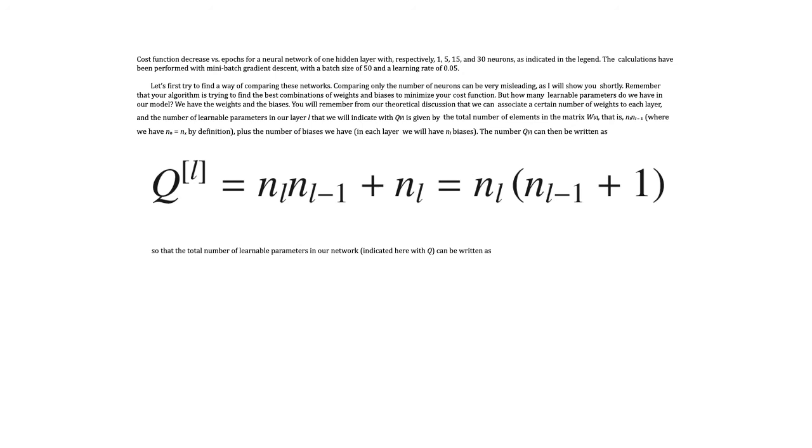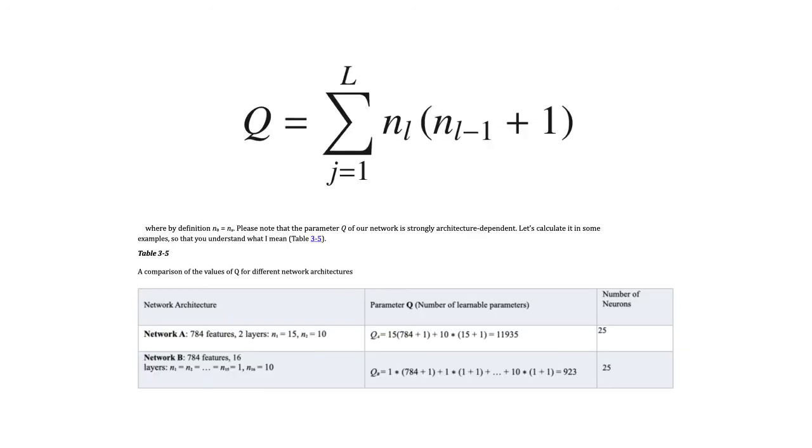You will remember from our theoretical discussion that we can associate a certain number of weights to each layer, and the number of learnable parameters in our layer L, which we will indicate with Q_L, is given by the total number of elements in the matrix W_L, that is, n_L n_(L-1), where we have n_0 equals n_x by definition, plus the number of biases we have. In each layer we will have n_L biases. The number Q_L can then be written as so that the total number of learnable parameters in our network, indicated here with Q, can be written as, where by definition n_0 equals n_x.